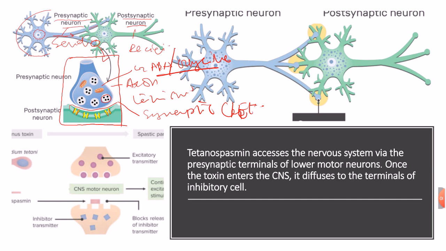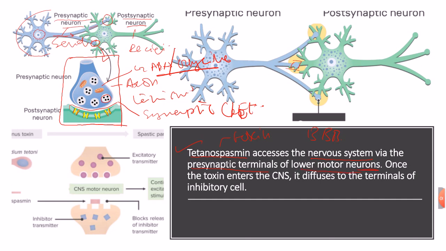So the picture over here depicts very clearly how the neurons form the junctions, how they form the synapses, right? Over here you can learn that tetanus toxin, one of the toxins of Clostridium tetani, accesses the nervous system, because it cannot cross the blood-brain barrier. So how does it access the nervous system? It accesses it with the help of the presynaptic terminals. Presynaptic terminals means the axon terminals of the presynaptic neurons of the lower motor neuron.